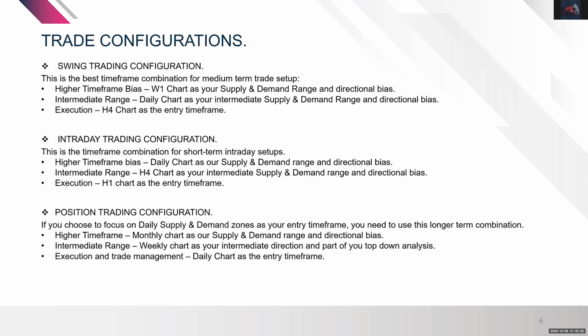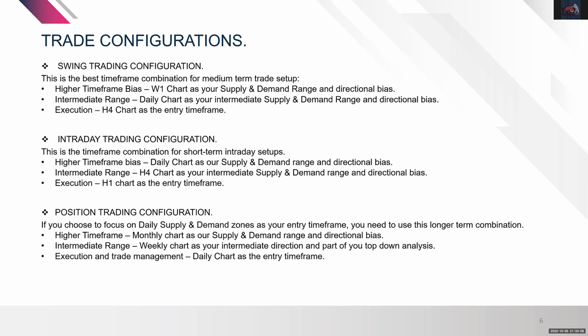Then we've got positional trading, right? Positional trading is if you have, say, huge equity, because your higher time frame is now based on a monthly chart. This is where you're going to define your supply and demand range, and your directional bias is going to be based on a monthly chart. Meaning, if you enter a trade, you might even wait for the monthly candle to close before you decide whether you're going to close that position or you're going to take a loss.